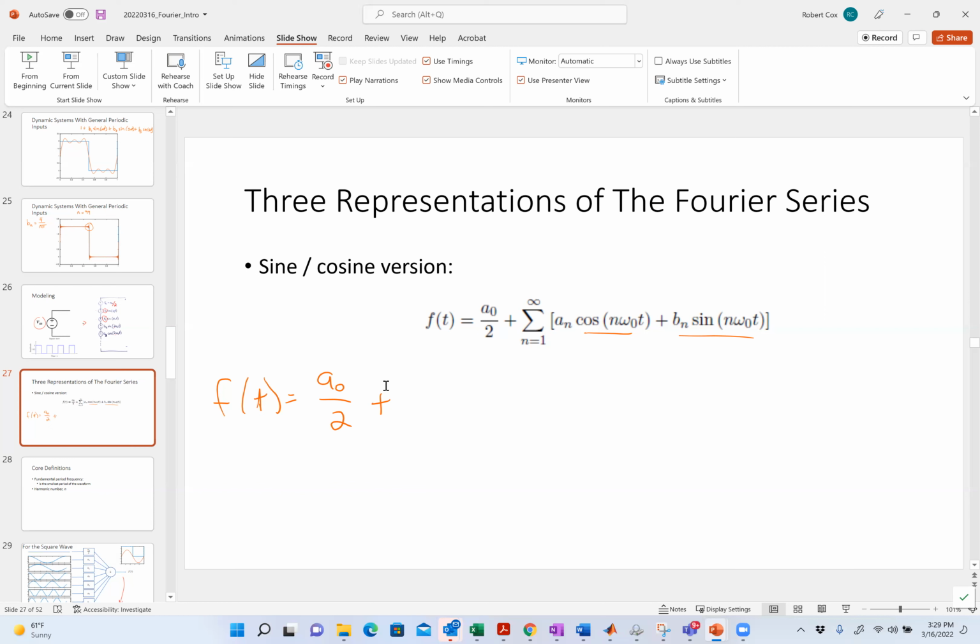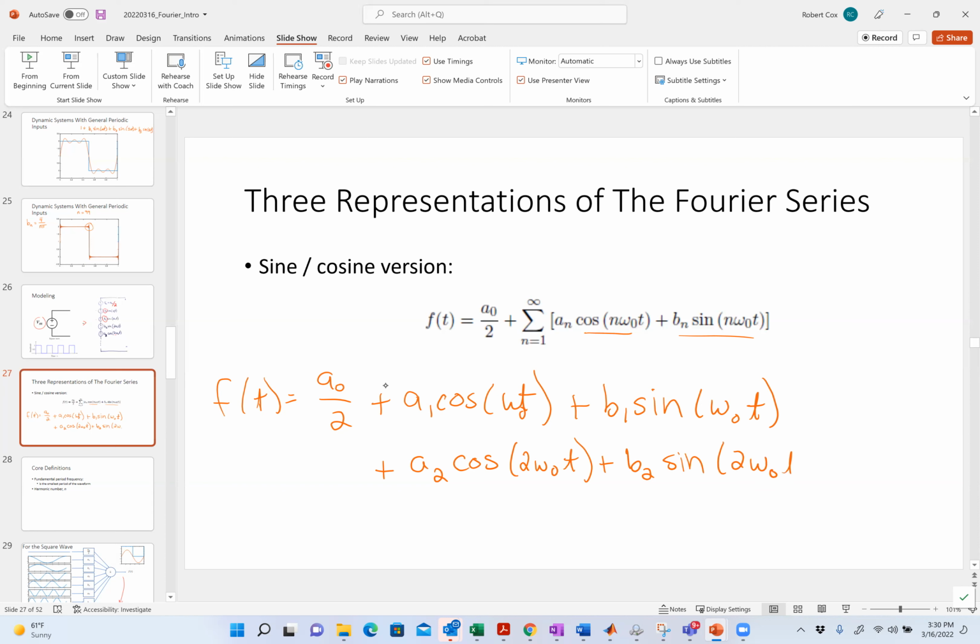Is that designed to cover all your harmonics? Covers all my harmonics, yeah. So how would I expand that summation? With n equals 1, I would say what? Yeah, a1 cosine omega naught t plus b1 sine omega naught t. Plus what? What's the next thing I would add to this? Yep, a2 cosine 2 omega naught t plus b2 sine 2 omega naught t. Plus what? Keep going. Yeah, plus a3 cosine 3 omega naught t plus b3 sine 3 omega naught t.